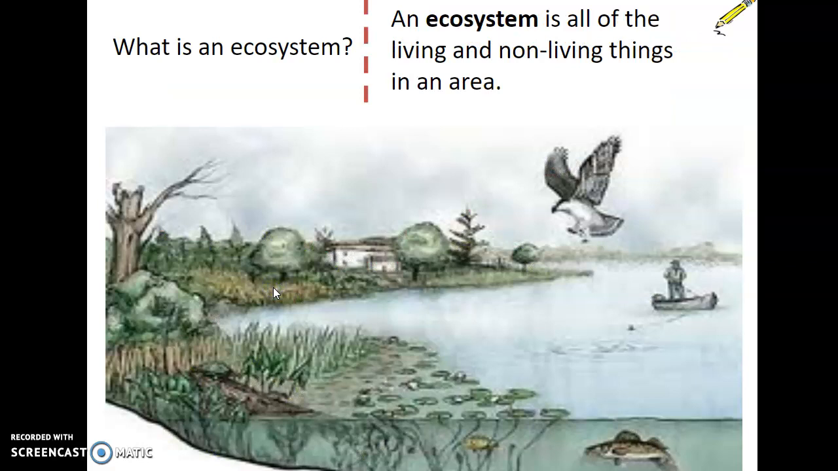So what is an ecosystem? An ecosystem is all of the living and non-living things in an area. So this would include the plants, the animals, those are your living things, and then non-living things, which could be rocks, precipitation, sunlight. These are all examples of non-living things in an area.